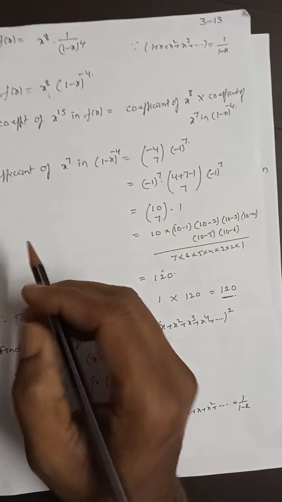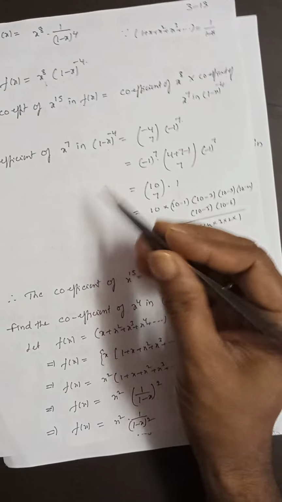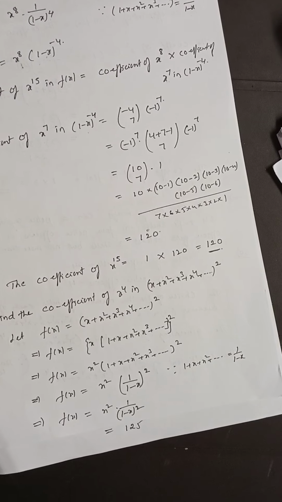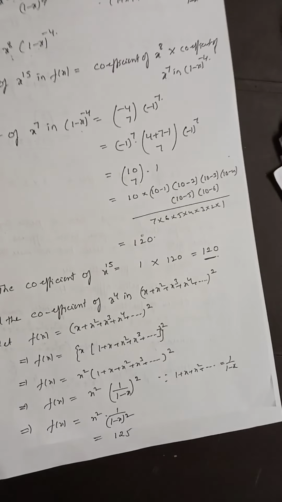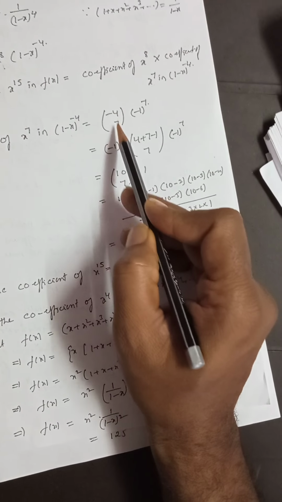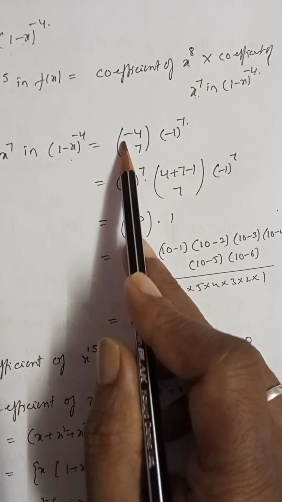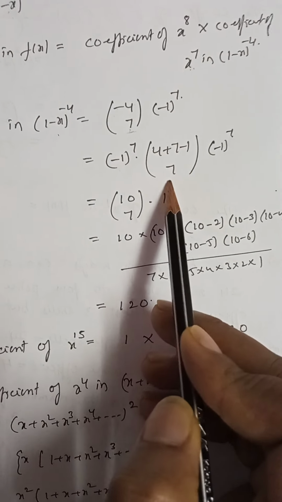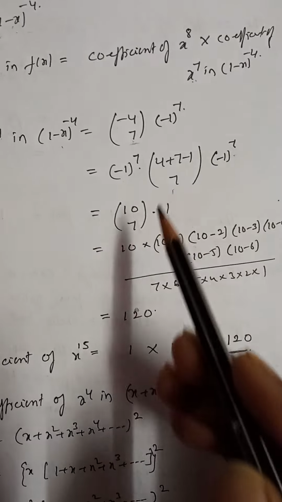Now we are finding the coefficient of x power 7 in this expansion, right? Now this is (1 minus x) whole power minus 4. Now, we know that the general term is nothing but minus 4 C r into (minus x) to the power of r. Similarly, the coefficient of x power 7 is nothing but minus 4 C 7 into (minus 1) to the power of 7. Now this expansion gives (minus 1) to the power of 7 into (4 plus 7 minus 1) C 7 into this term, right? Minus 1 to the power of 7. Now here minus minus becomes plus.